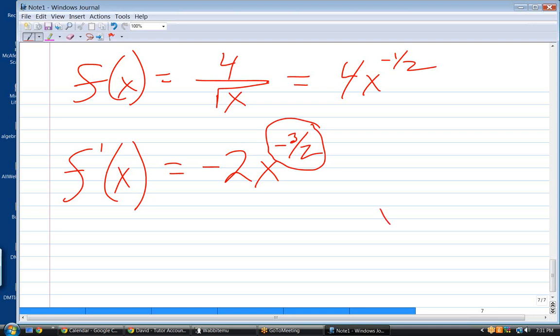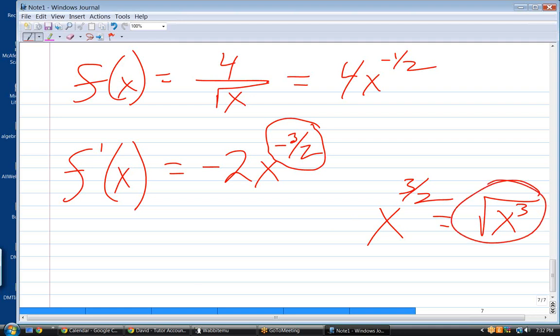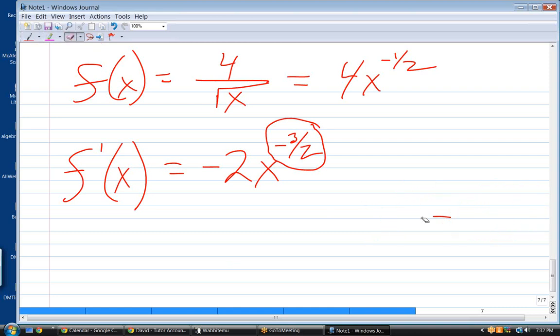In other words, if I have something and I say it's x to the 3 halves, I know what that is. That's the square root of x cubed. If I have something that says x to the 1.5 power, it's not as easy to translate it back into radical format. Okay. So this is your answer.